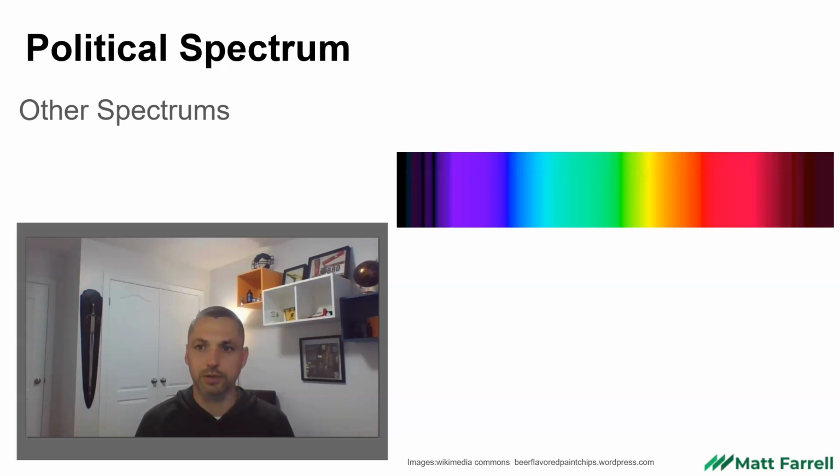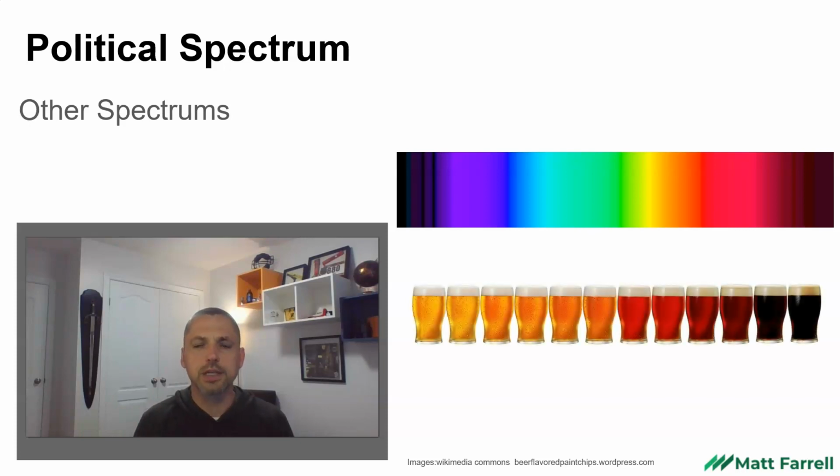Now, we can use a spectrum for anything. Color. We have a color spectrum to try and understand the relationship of different colors. Some spectrums aren't overly useful. We could arrange beer on a spectrum from dark to light. But that doesn't really tell us anything. It doesn't tell us anything about flavor or bitterness or type of beer, whether it's a lager or an ale.